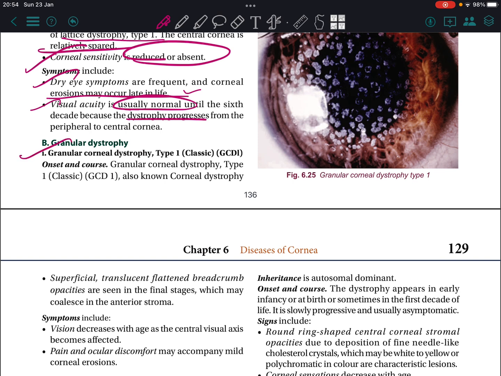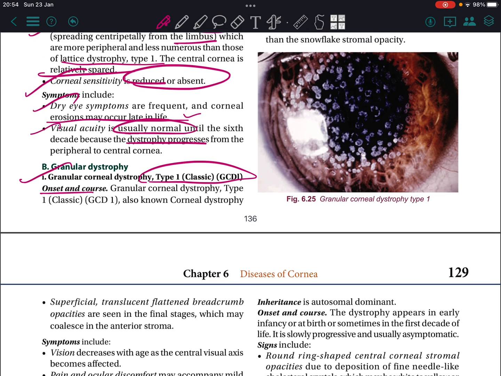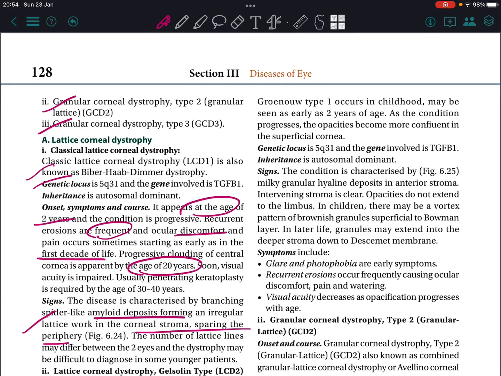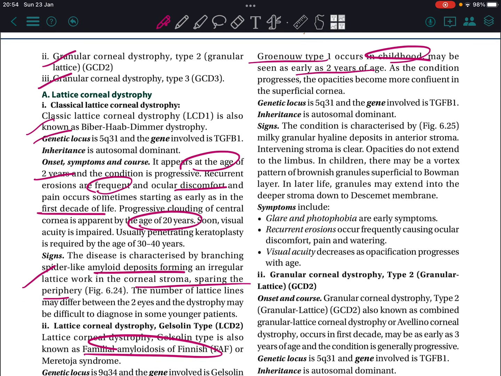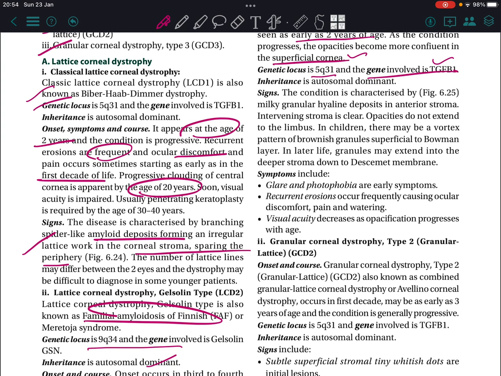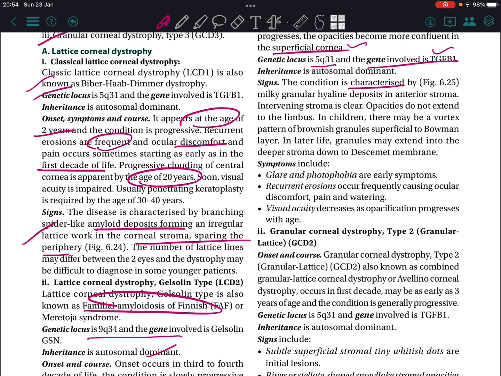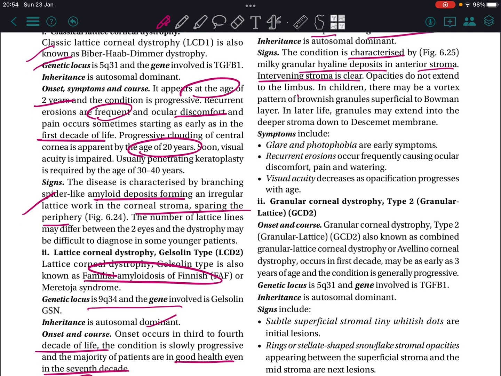Granular corneal dystrophy type 1, classic GCD. Onset and cause: granular type 1, also known as Groenouw corneal dystrophy type 1, occurs in childhood and may be seen as early as 2 years of age. As the condition progresses, opacity becomes more confluent in the superficial cornea. Genetic locus 5q31, gene involved TGFBI. Inheritance autosomal dominant. Signs: the condition is characterized by milky granular hyaline deposits in the anterior stroma. The intervening stroma is clear. Opacities do not extend to the limbus.